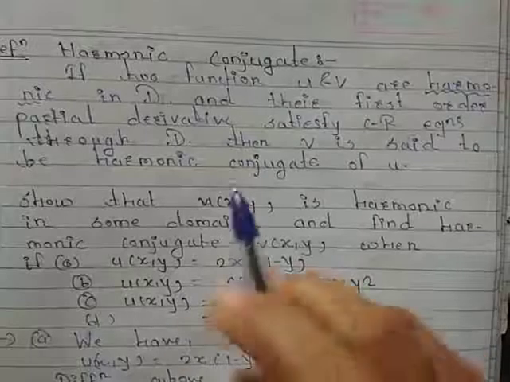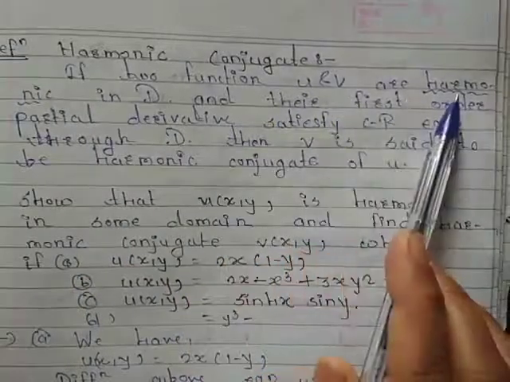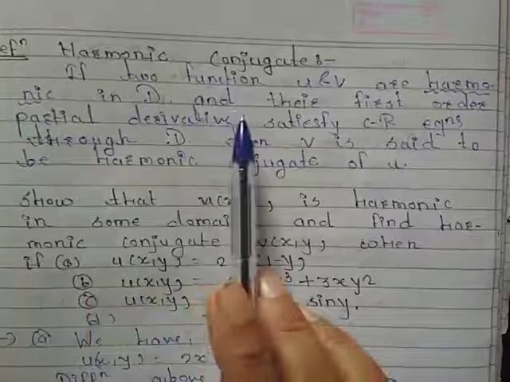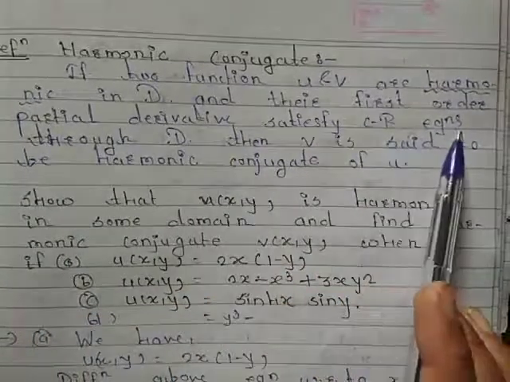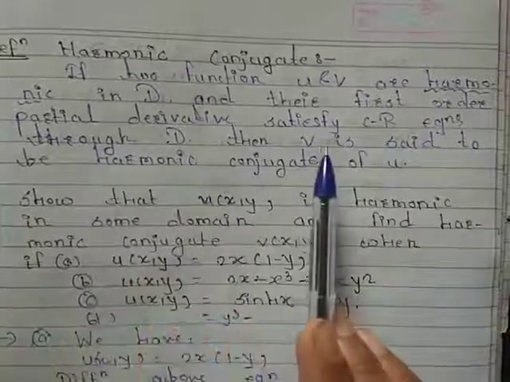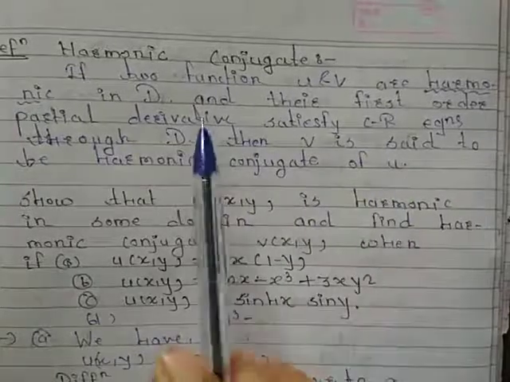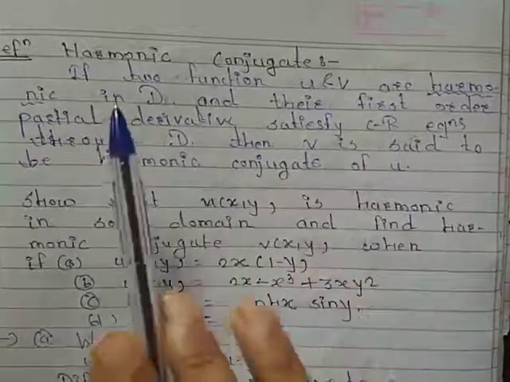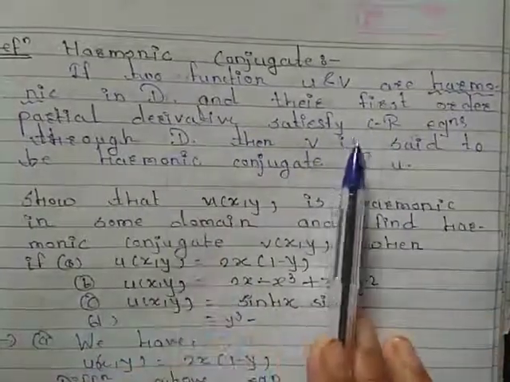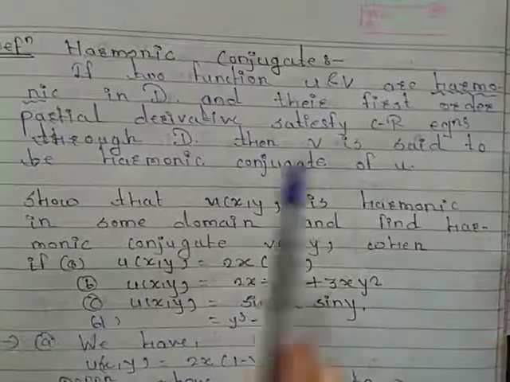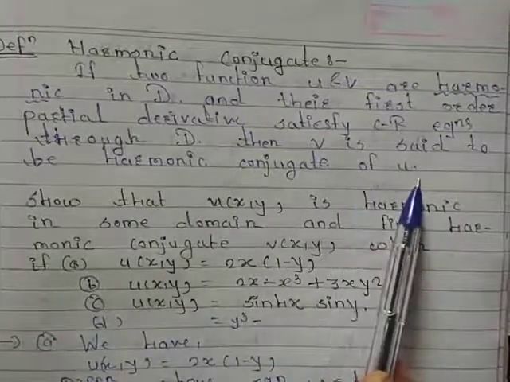Let us see the next definition, harmonic conjugate. If two functions u and v are harmonic in D and their first order partial derivatives satisfy CR equations throughout D, then v is said to be harmonic conjugate of u.